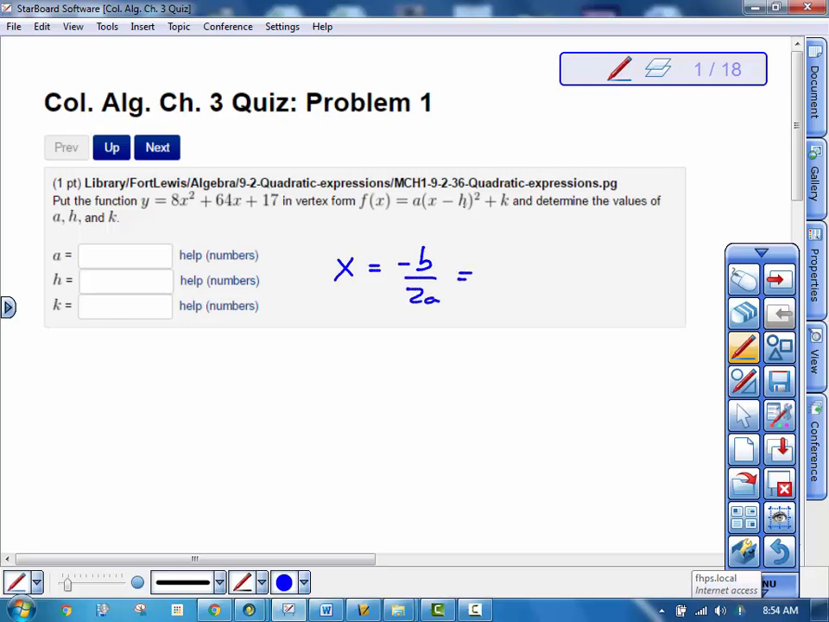That's on the formula sheet. That will give us h. So negative b would be negative 64 over 2a. So that's negative 64 over 16. That gives us negative 4.